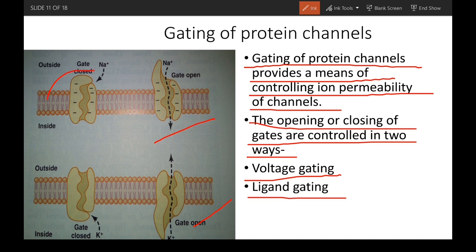So in this case, as we can see, the sodium gated ion channel is closed, while if a change in the membrane potential occurs, then the gate will be opened and sodium ions will be allowed to move in. The same occurs in the case of potassium ions, where in the first case the gate is closed, while in the second case the gate is open because some potential change has occurred in the membrane, so potassium will move out. So this is the example of two voltage gated ion channels.